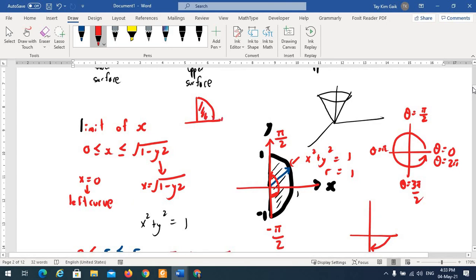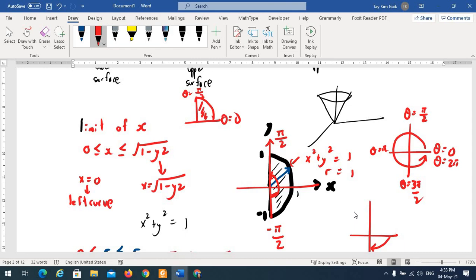Then your theta goes from 0 up to pi over 2. But here, the limit of y is from negative 1 to 1, so it's confirmed it involves the fourth quadrant and the third quadrant. This one is 3 pi over 2, but how do you put the limits 3 pi over 2 to pi over 2? I don't know, you can try, but normally we put negative pi over 2 to positive pi over 2.